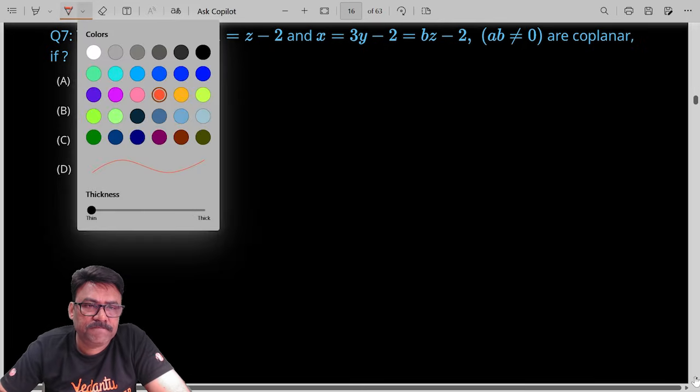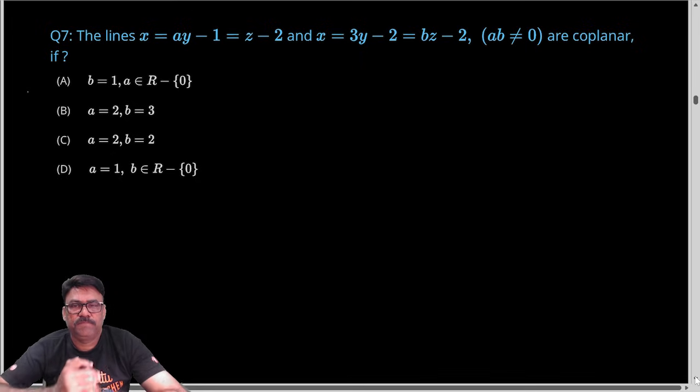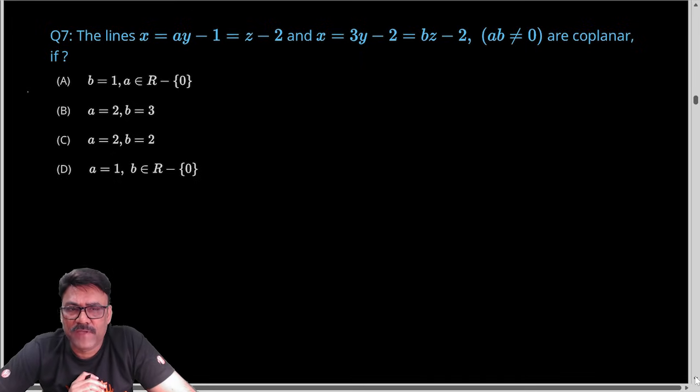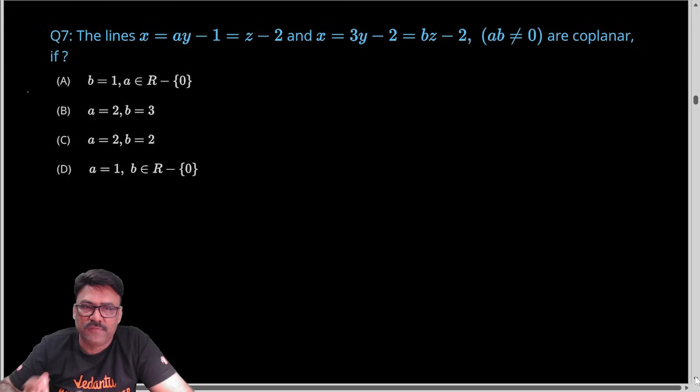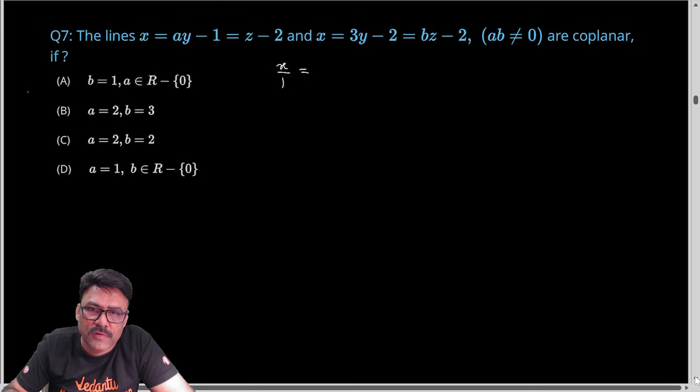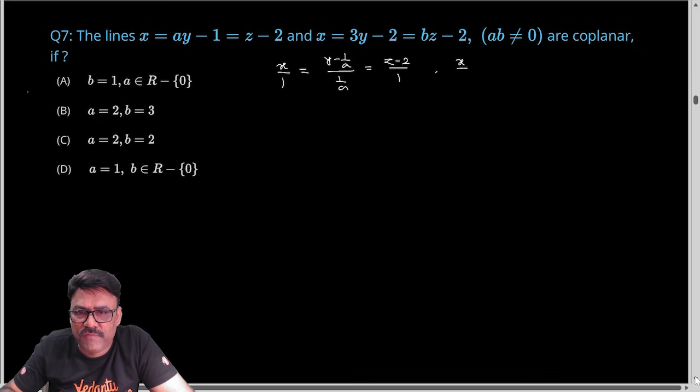This next question is from 3 dimension. You are given 2 lines here and the lines are coplanar. So you have to get the values of a and b here. But the lines are not written in standard form, so first I have to convert the lines to standard form. For the first line, I can write x over 1, y minus 1 over 1 over a, z minus 2 over 1. This is the first line. For the second line, I can write x over 1, y minus 2 by 3 over 2 by 3, and z minus 2 over 1 over b.